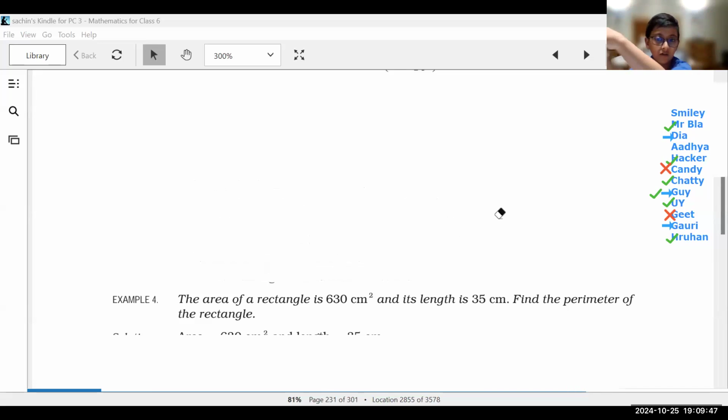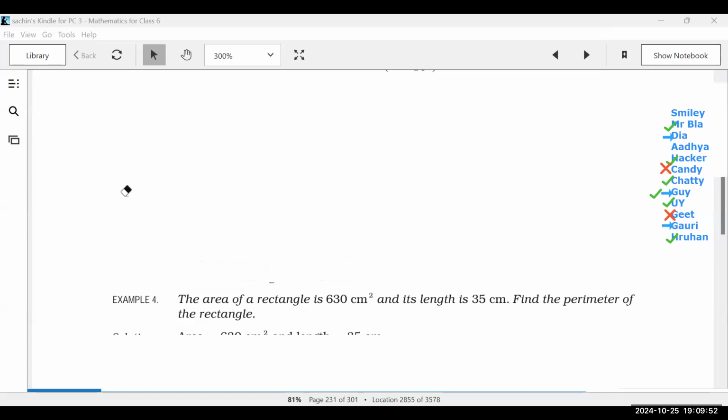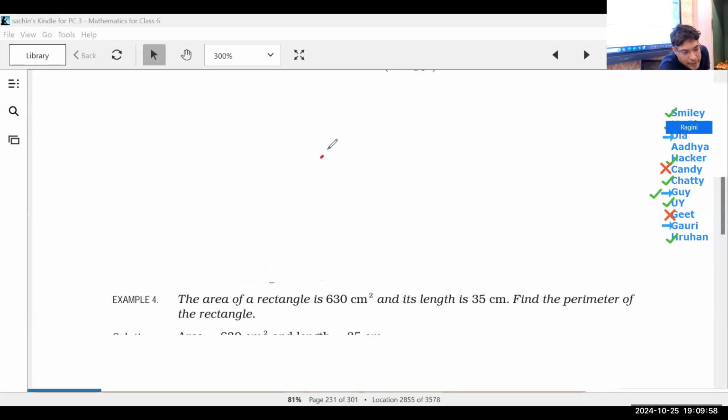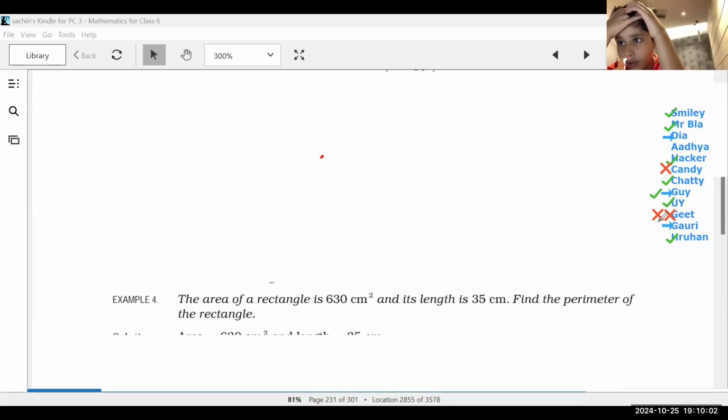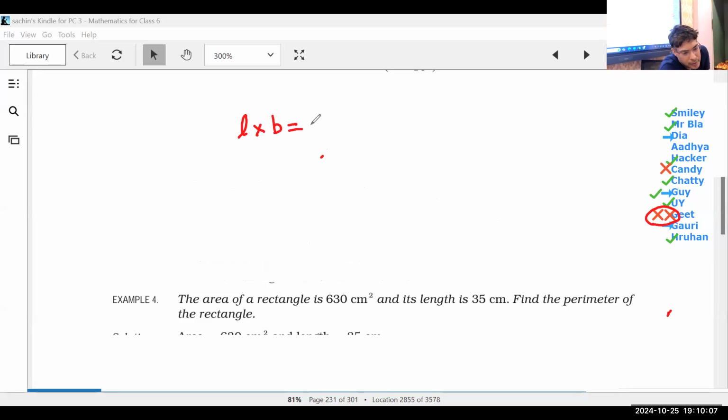English doesn't matter. Sir, I've sent my answer. Ma'am, is it correct now? Ma'am, I've sent it. What is the formula for area of rectangle, Candy? Length into breadth is equal to area.